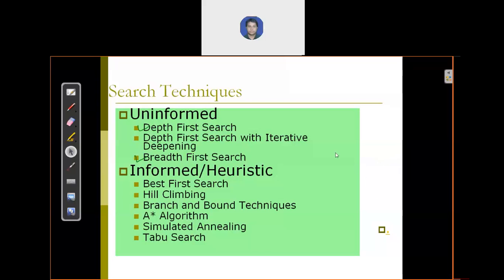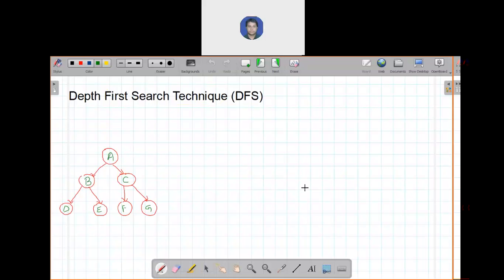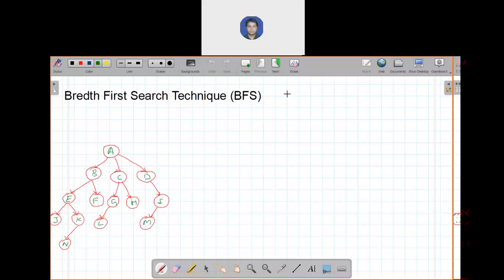Okay. So in today's class we will see the breadth first search technique and the depth first search technique of uninformed search. These techniques come under uninformed search. So let's start with the breadth first search technique first. The first point about breadth first search is that it comes under uninformed search technique.